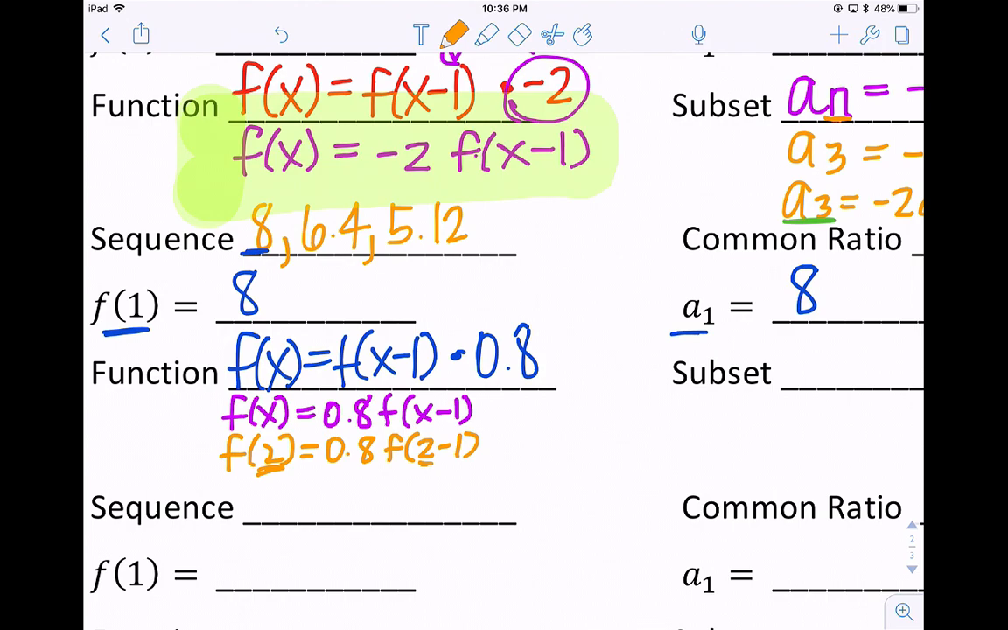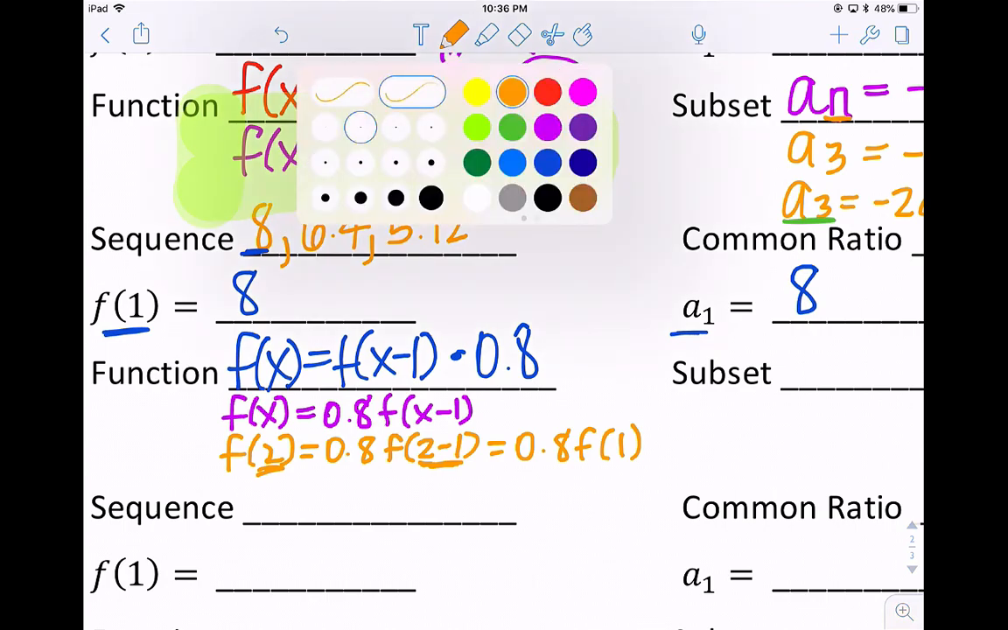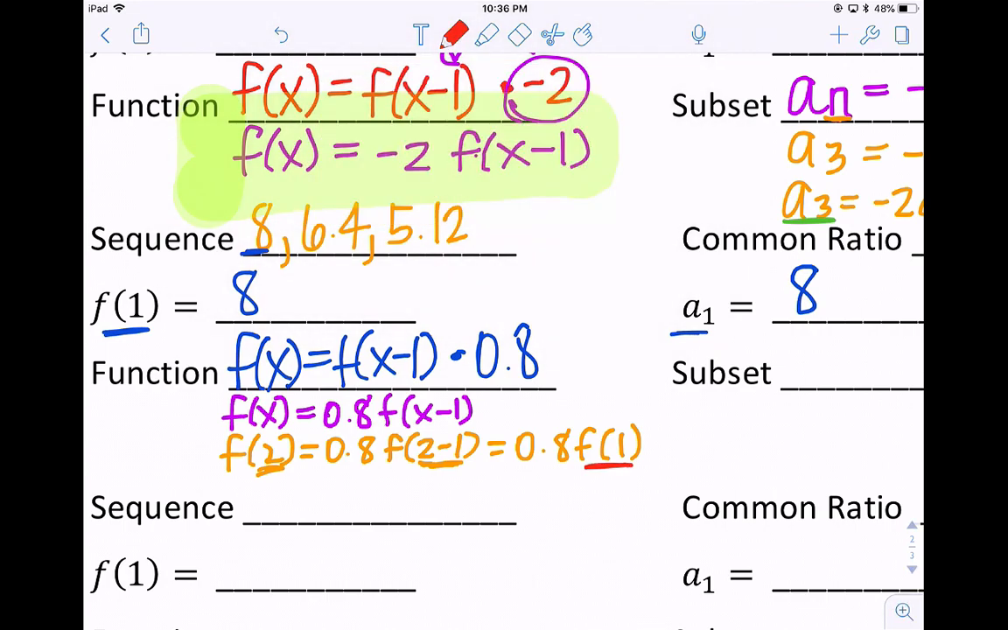So f of 2 is equal to 0.8 times f of 2 minus 1. Well, f of 2 minus 1 is just f of 1. 2 minus 1 is 1. So that would be 0.8 f of 1. Okay? Then we know f of 1 is 8. Right here, we just said f of 1 was 8. So we would take 0.8 and multiply it times 8. And 0.8 times 8 is 6.4, which is f of 2 and also the second number in our sequence. So that's how that works.